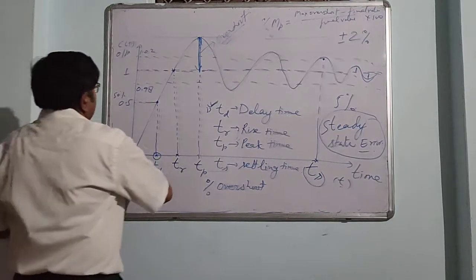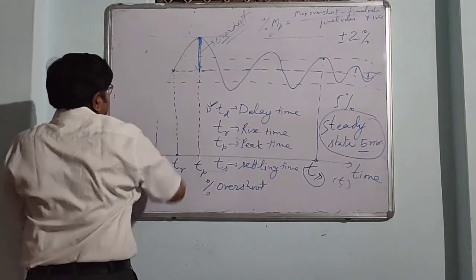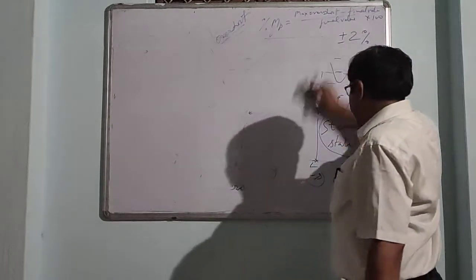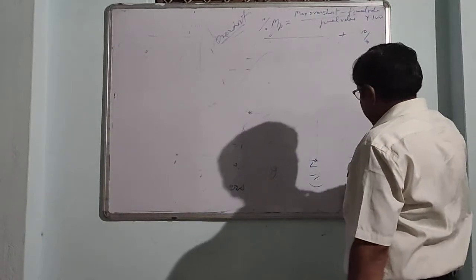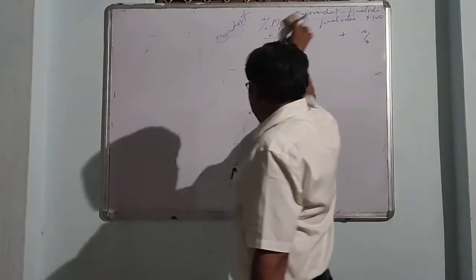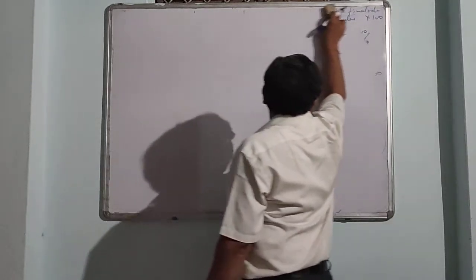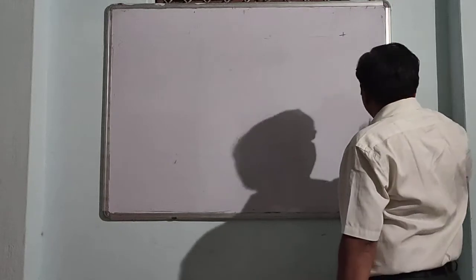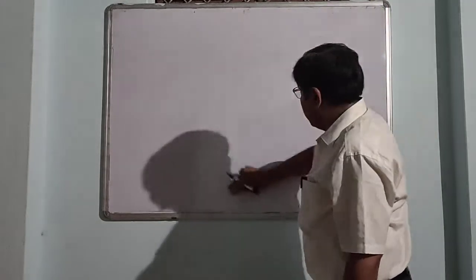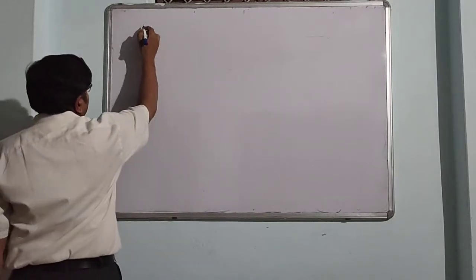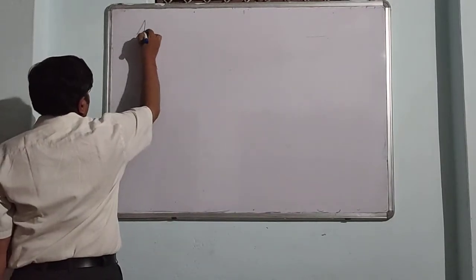So now we will discuss steady state error, analysis of error. This is one very important part for the analysis of time domain systems, when we analyze errors. So the next part is analysis of error.